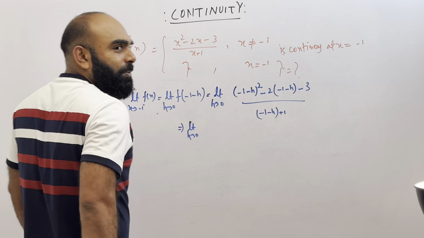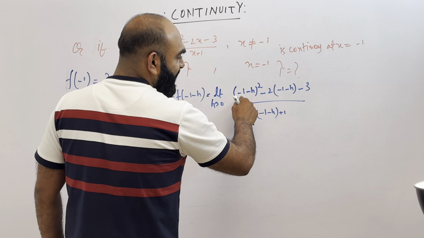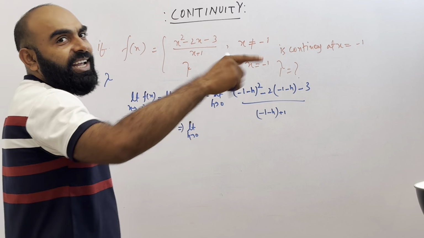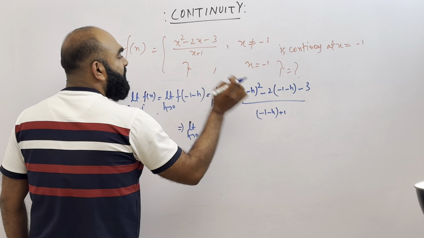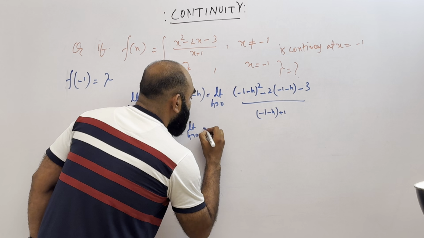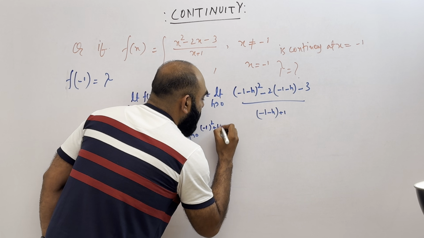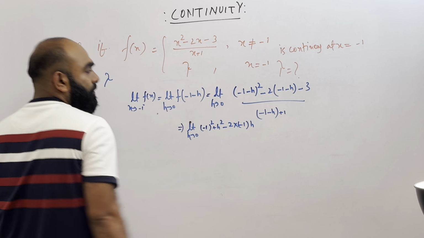Then open it using a plus b whole square. Treat this as a minus b whole square. A is your minus 1 and b is your h. A minus b whole square: a square, minus 1 square, plus b square, that is h square, minus 2 a b, a is minus 1 and b is h. That much you can do.